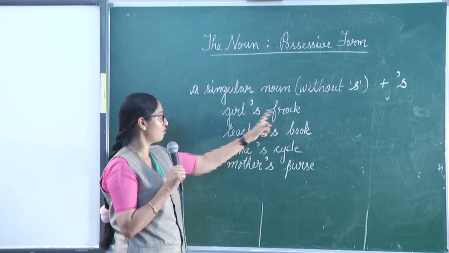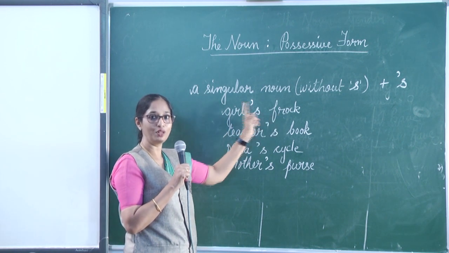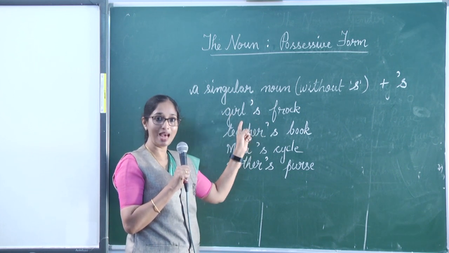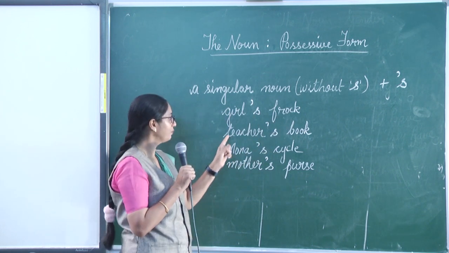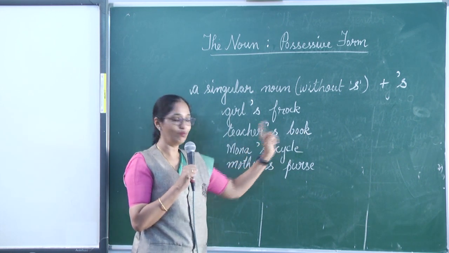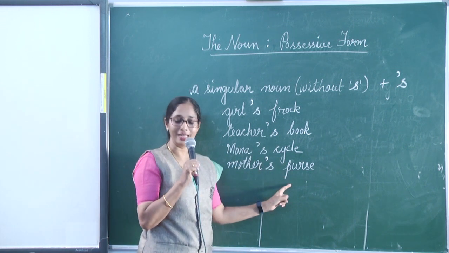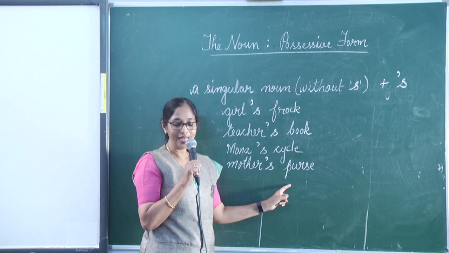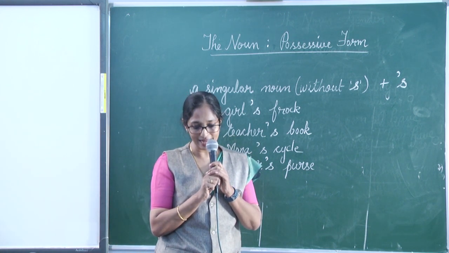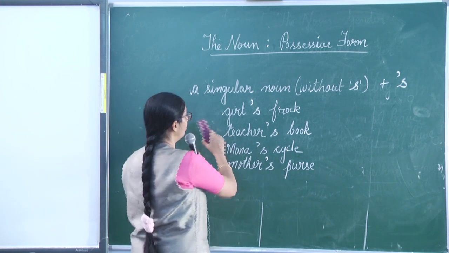So girl's frock, the frock of the girl, the frock which belongs to the girl. We can write it in the possessive form as girl's frock. The book of the teacher, the teacher's book. Mona's cycle, mother's purse, etc. Now the next rule: to change a singular noun ending in s to a singular possessive noun, add an apostrophe only.